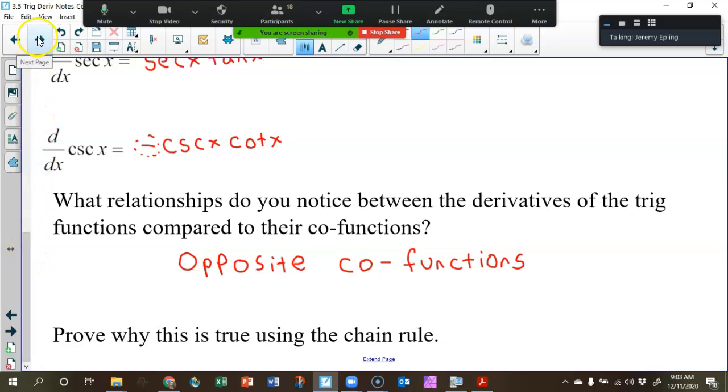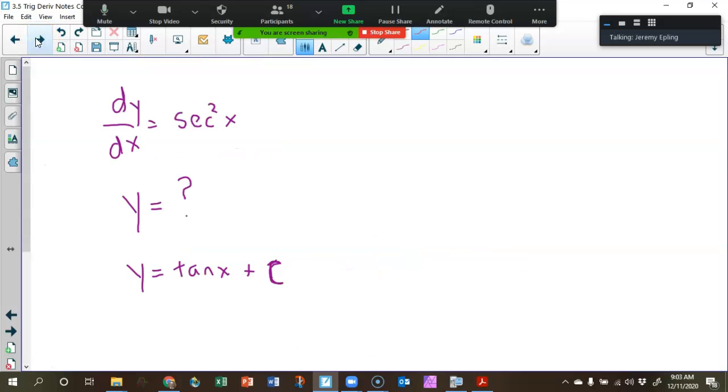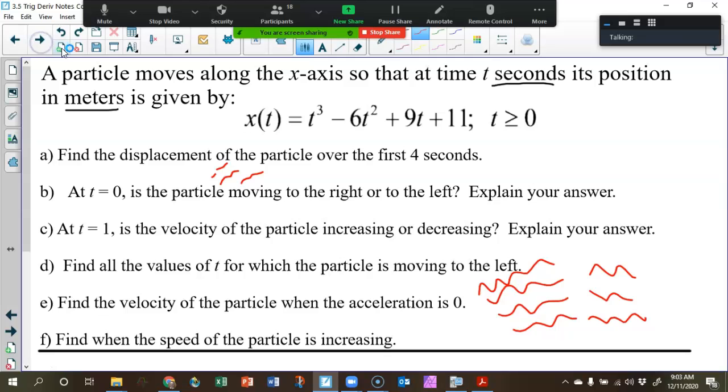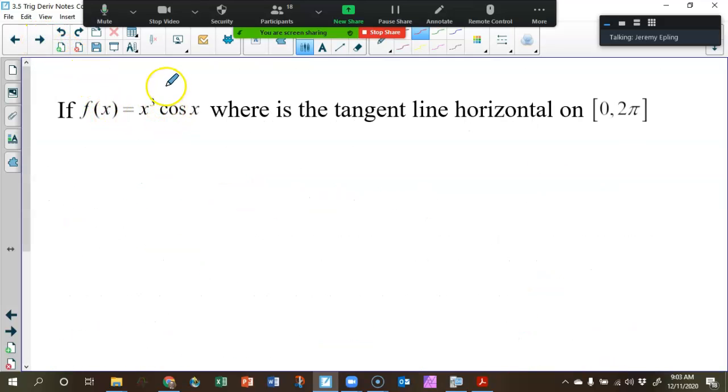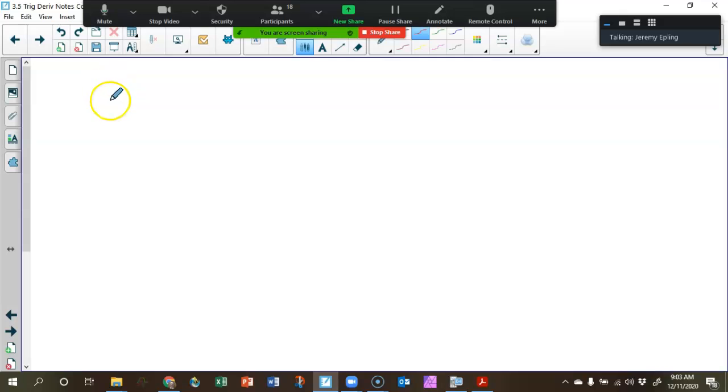Now, I want to see how we're doing using our trig derivatives. And I want to preview for you, before we look in your notes at x cubed cosine of x, where it has some horizontal tangent lines, why it's going to be really, really important for you to have these trig derivatives memorized.